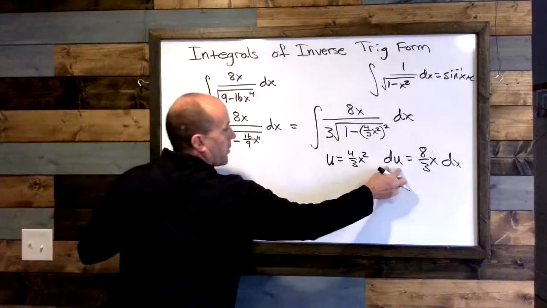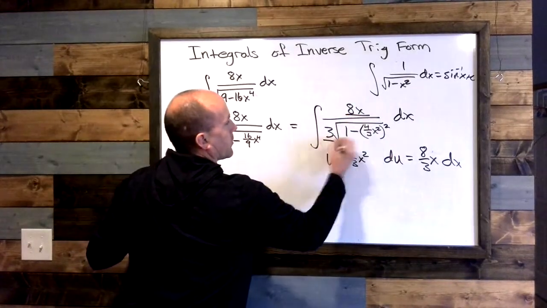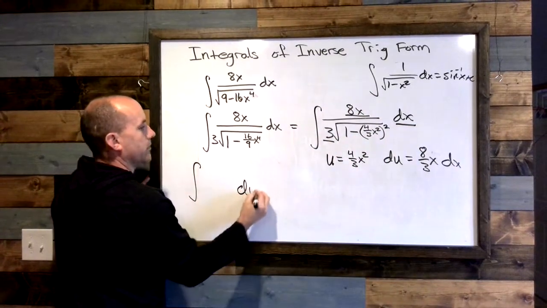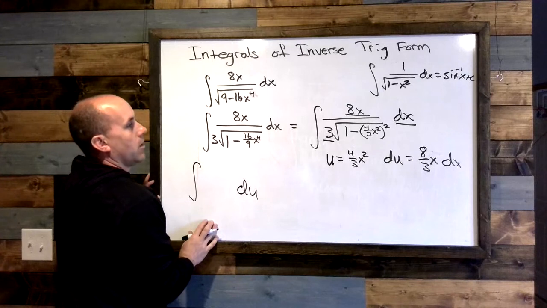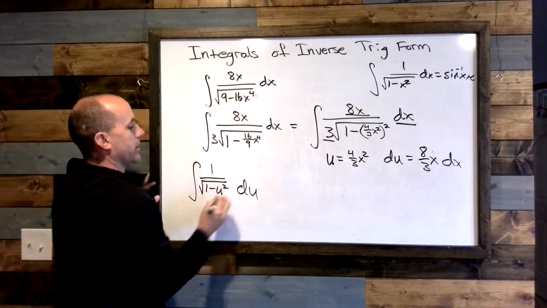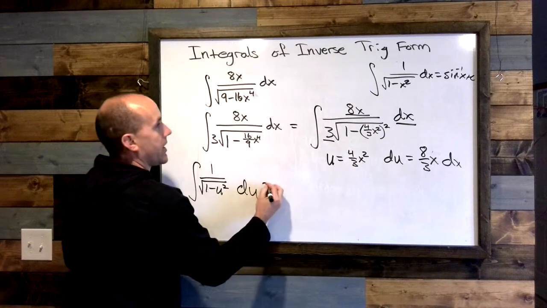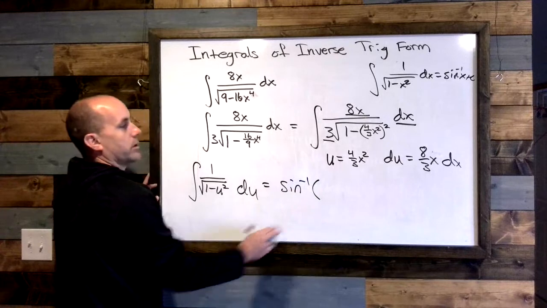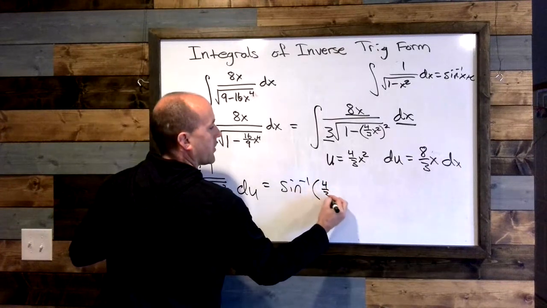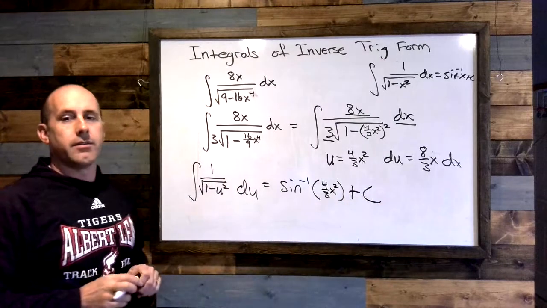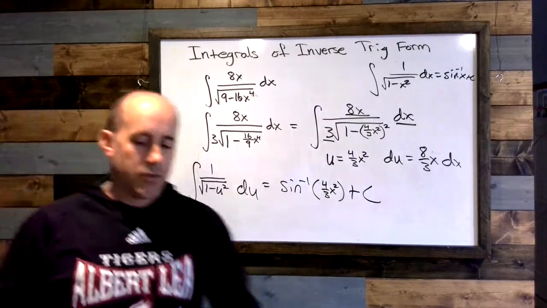So therefore, we replace 8 over 3 x dx with du. So we have the integral du over, what's left is 1 over the root of 1 minus u squared. We all know that that is equal to arc sine of u. What is u? It is 4/3 x squared plus a constant. There you have it. Let's try a couple more.